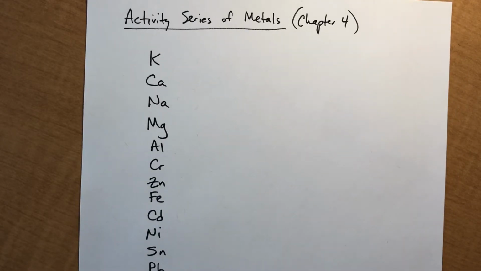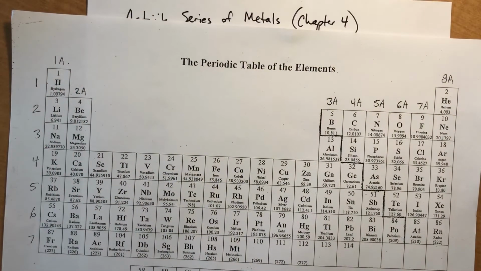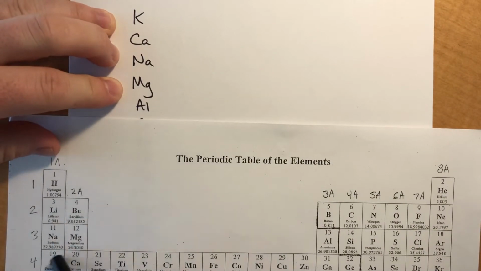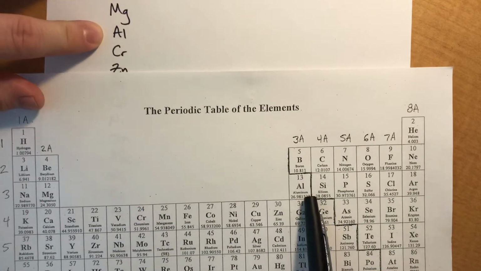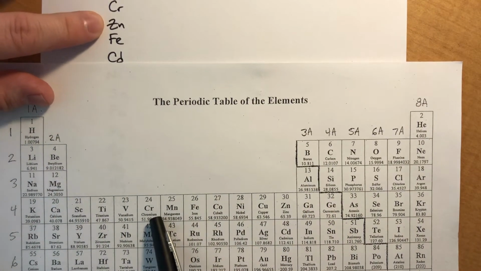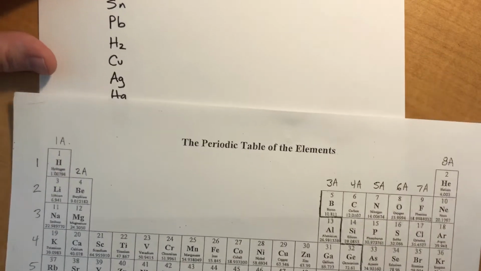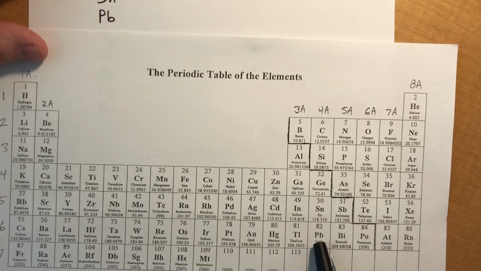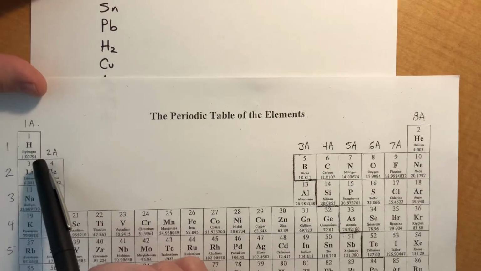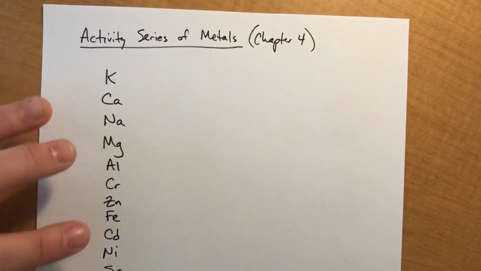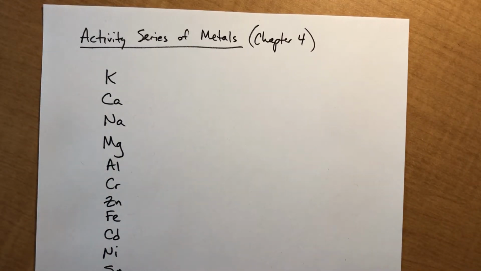Obviously this has no relationship to the spacing of these things on the periodic table. I mean, I guess sort of. These first 4 are kind of all in this area over here. Then we have like aluminum, then chromium, then zinc, then iron, then cadmium, like they're kind of all over the place. And then we have like lead, then hydrogen, then copper, silver, mercury, gold, like all in that kind of region. So the problem is it almost seems random, and as far as I'm concerned, it kind of is. But here's how this works.